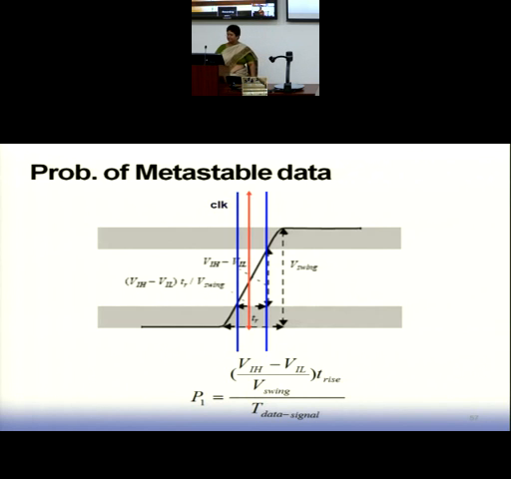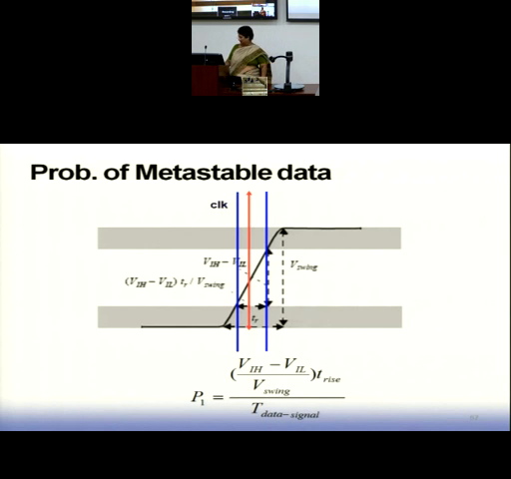That is how T data is coming into the picture. So it is VIH minus VIL upon the total V swing, multiplied by T rise, divided by the T data signal. T cycle is actually the time cycle for my data signal, the frequency at which it is changing.